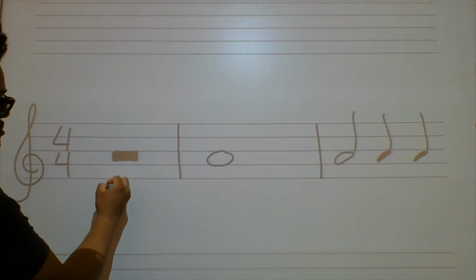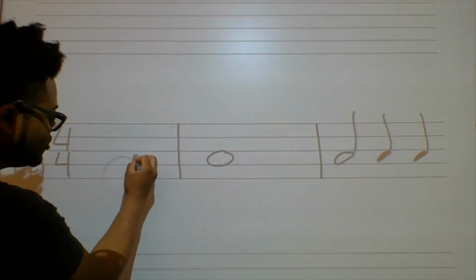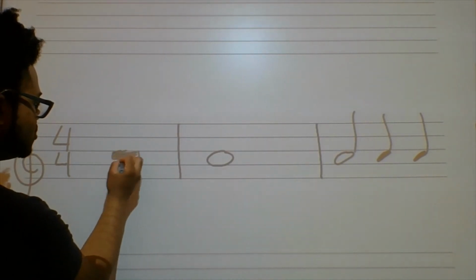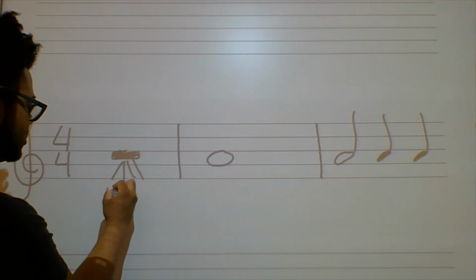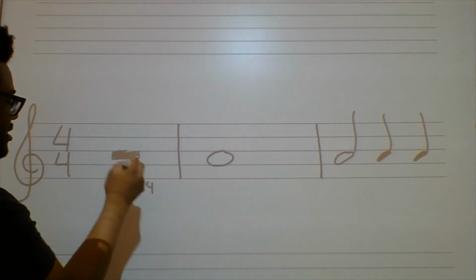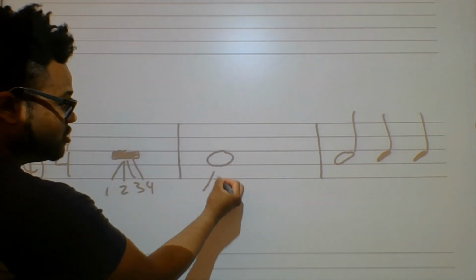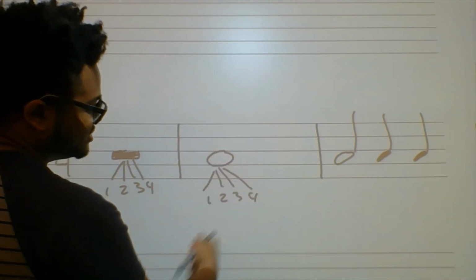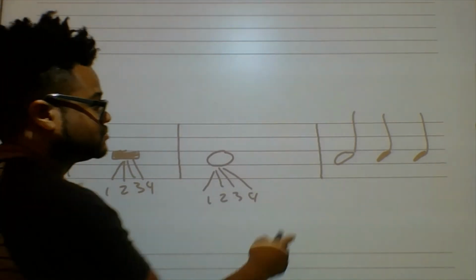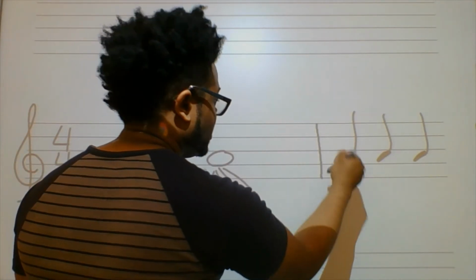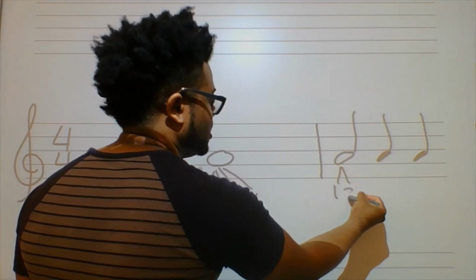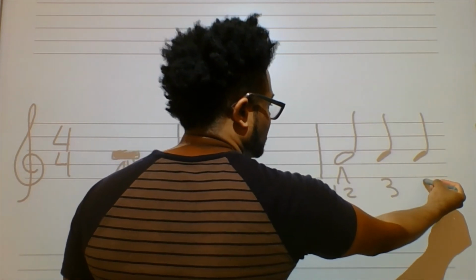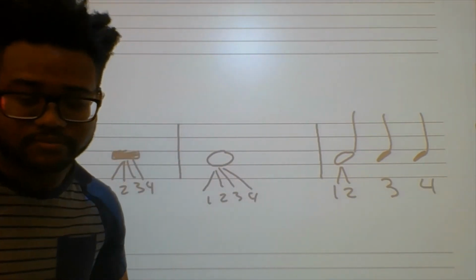Whole rest. Beats numbers 1, 2, 3, and 4 are inside of this whole rest. All inside. Whole note also gets 4 beats. Beats numbers 1, 2, 3, 4, all inside of this whole note. Half note. It takes up 2 beats. So beats numbers 1 and 2 are inside of that. Next thing that comes is beat 3. Next thing that comes is beat number 4.